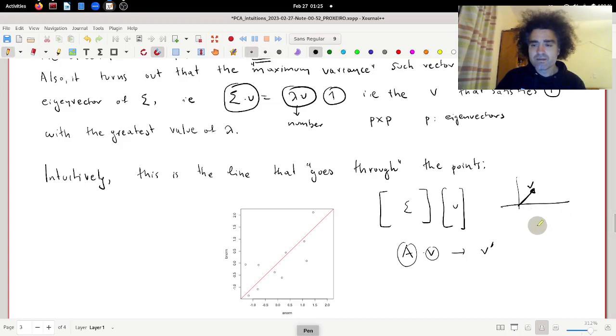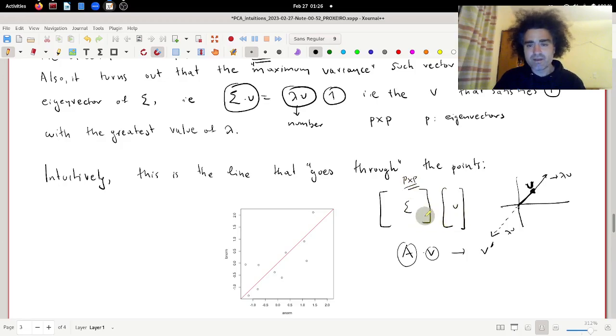If I multiply this V here with the matrix sigma, the only thing that changes is the size of the vector by a factor lambda. So this one will be lambda u. It can go to the other direction as well if the lambda is negative, but the angle will not change, so it will be along the same direction. And there are p such different vectors that for a square matrix of p by p have this property.